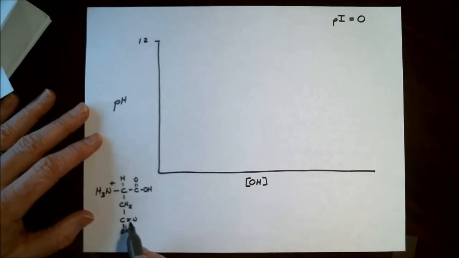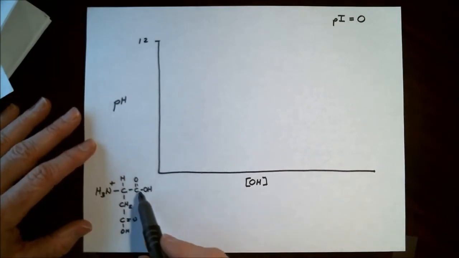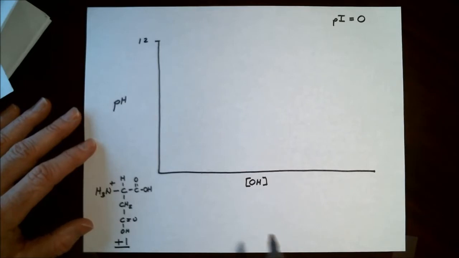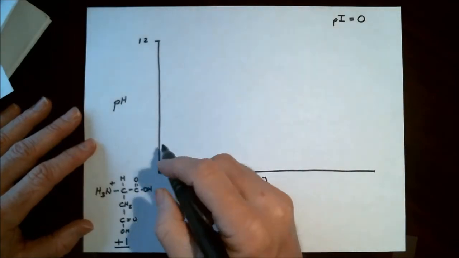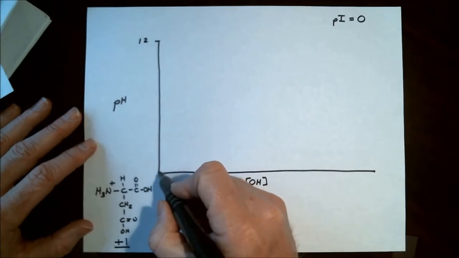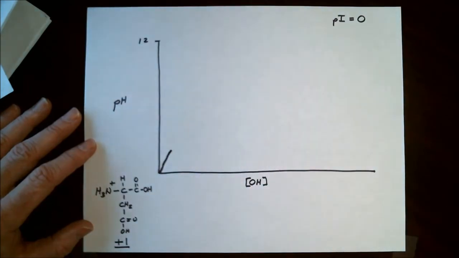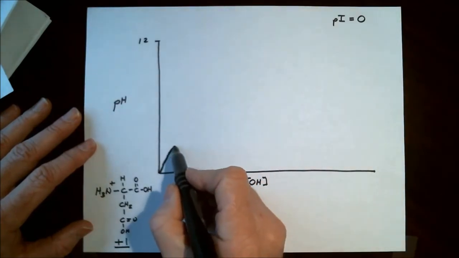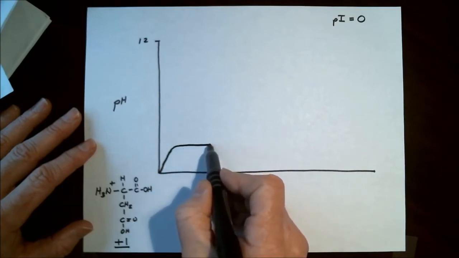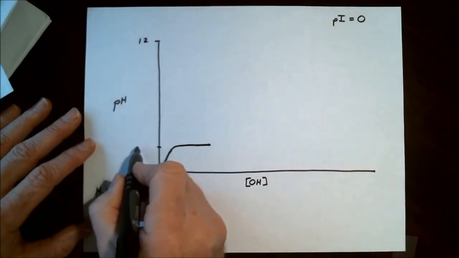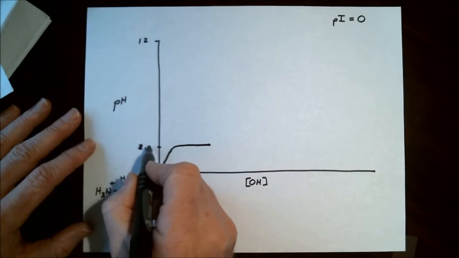So the charge on this particular structure, the carboxylic acids are neutral. The primary amine has a +1 charge. So the overall charge is +1. Now as we titrate the hydroxide into the solution, the pH of course will increase, becoming more basic. We will come to our first inflection point on the curve, and this first inflection point will be at a pH of 2.1.